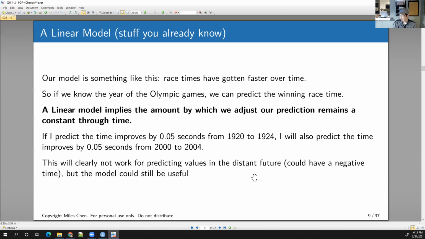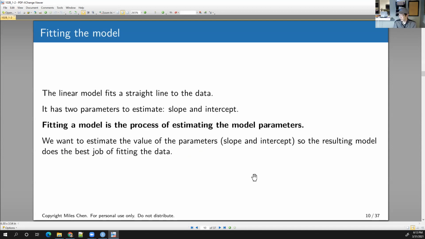Obviously we can't predict values in the distant future, but it could still be a useful model. All right, so what we're going to do is fit a straight line to the data. And when we do that, we need to fit a slope and an intercept. Fitting a model in this case is a process of trying to estimate the model parameters. We're trying to estimate what is the best slope, what is the best intercept that we want to use.